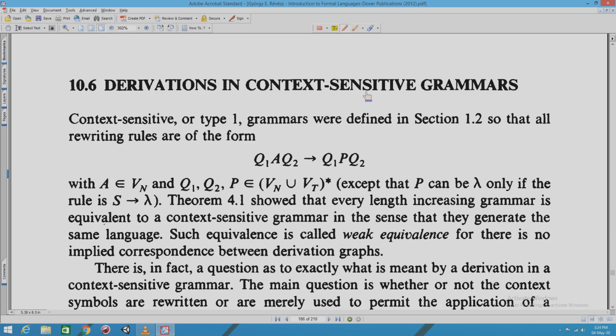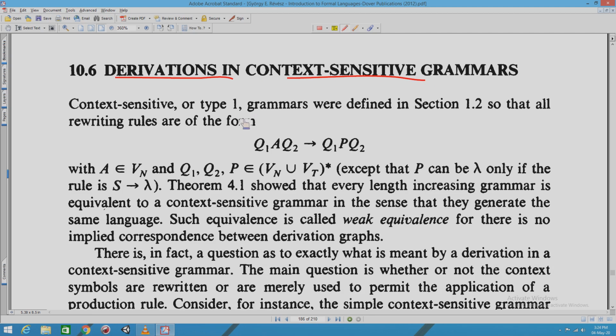Derivations in the context-sensitive grammars. Earlier we had context-free grammars. If you remember context-free grammars and context-sensitive grammars, in case of context-free grammars, there was no special case in the form of derivation. Here we will find some problems in derivation while dealing with the context sensitive grammars. First, recall it. What is a context sensitive grammar? A context sensitive grammar has production rules of this form. Q1 A Q2 is replaced with Q1 P Q2. So this part is known as this part.